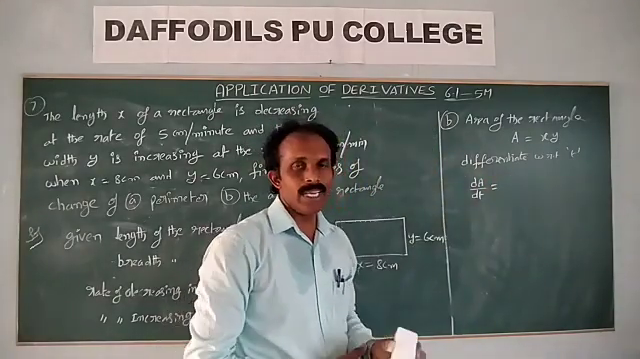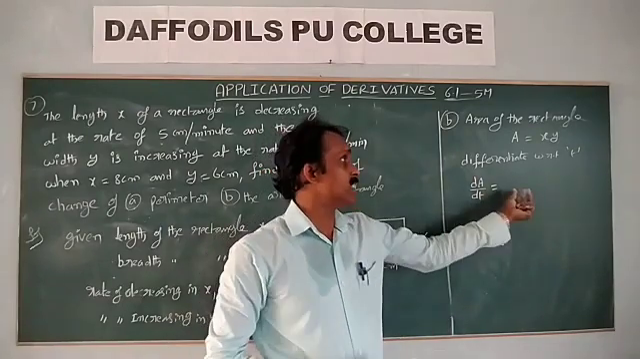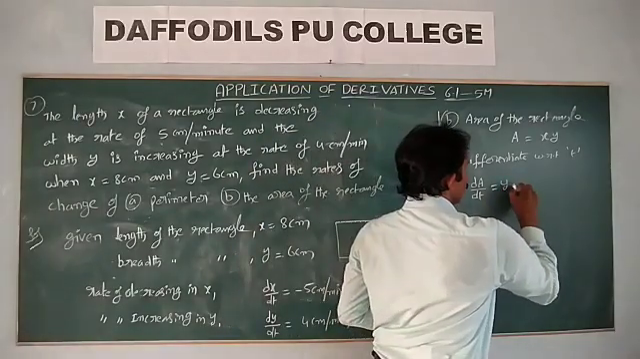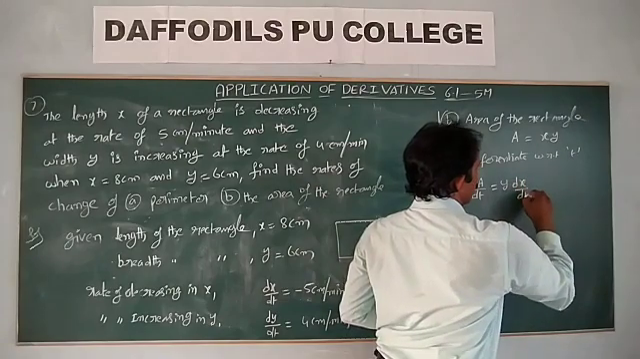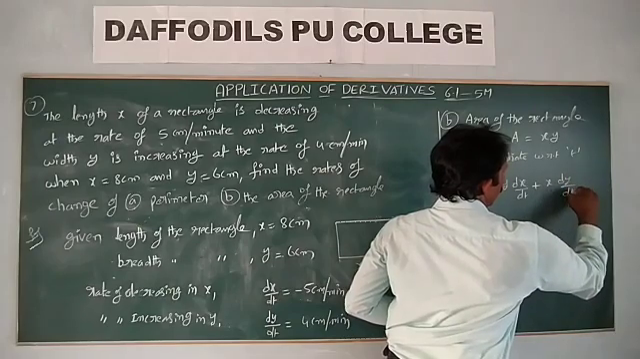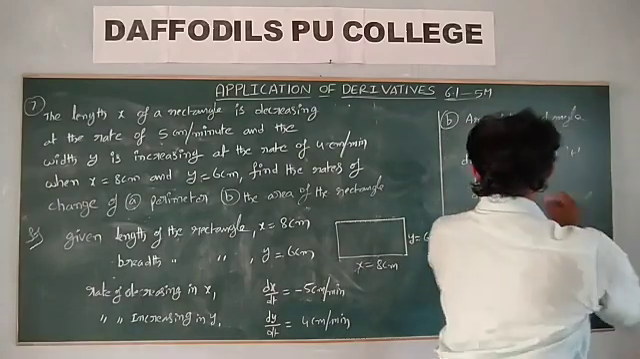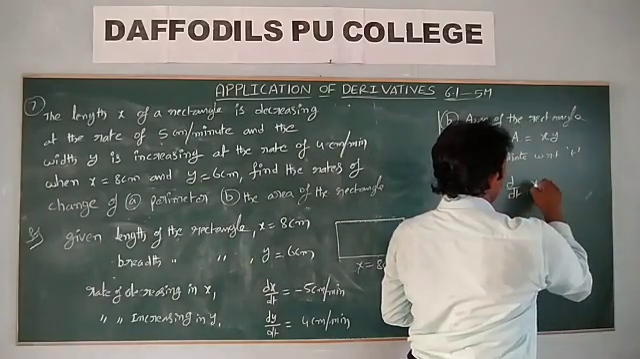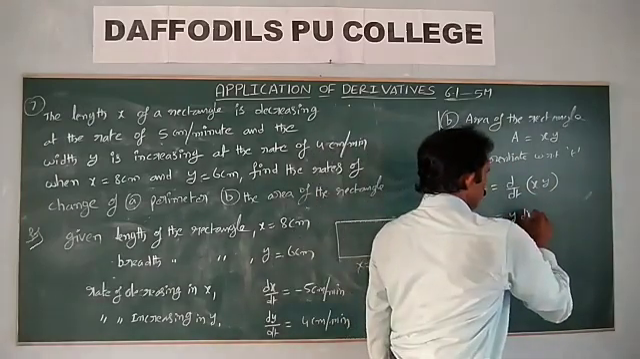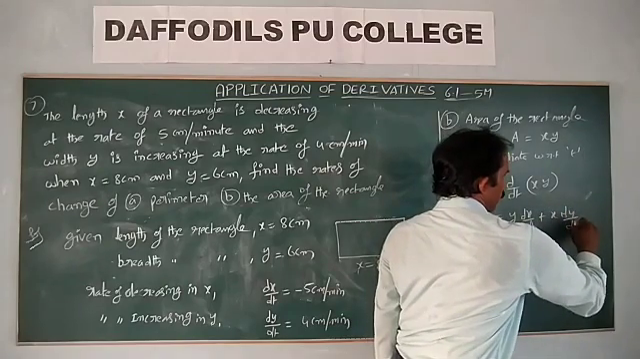Product rule: d by dx of u v is equal to v into du by dx plus u into dv by dx. Like that, y into dx by dt plus x into dy by dt. Apply the product rule. Understand? Otherwise, we have to write it like this: d by dt of xy. Product rule, that implies y of dx by dt plus x of dy by dt.